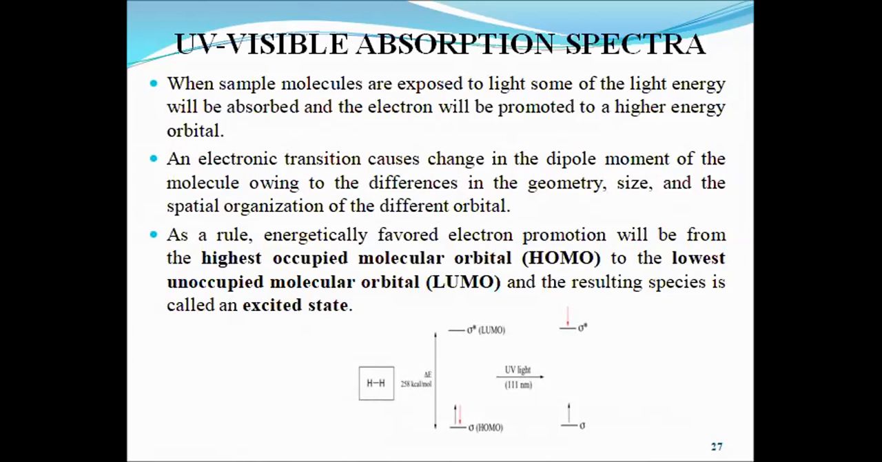The electronic transition brings about a change in the dipole moment of the molecule, and the favored transition is from HOMO to LUMO. What is HOMO? HOMO is the highest occupied molecular orbital. This is HOMO, and the electron transits from HOMO to LUMO. LUMO is the lowest unoccupied molecular orbital.